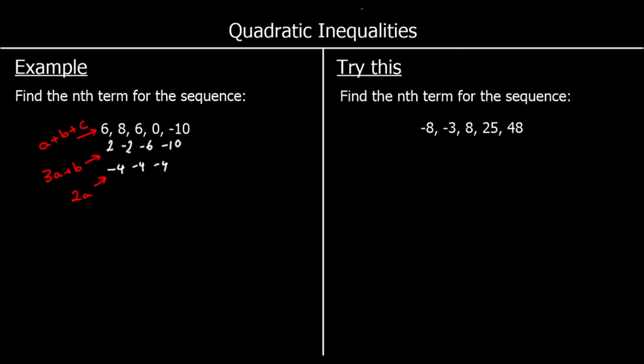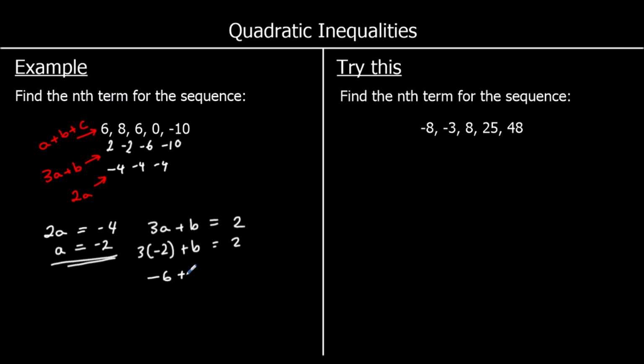So let's answer it. So 2a is equal to -4. What's a? We'll halve both sides. a is -2. 3a plus b is equal to 2. a is -2. So 3 -2s is -6. -6 plus b is 2, plus 6 to both sides. b must be 8.